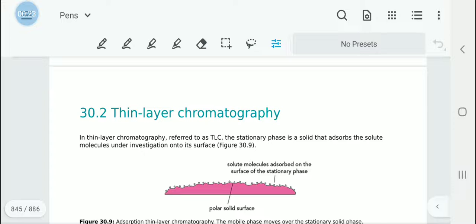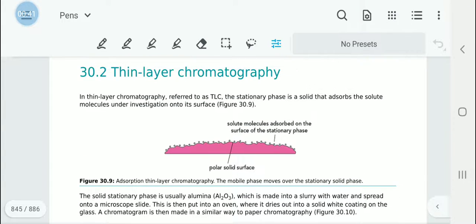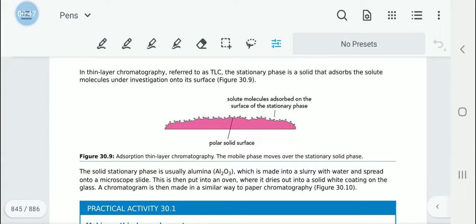So here, the stationary phase is a solid, and this solid adsorbs, not absorbs, it is adsorbs the solute molecule onto its surface, right? It is a solid surface and it is a polar solid surface. So polar means the other polar molecules will be attracted to it more. Usually what they use is alumina, Al2O3.